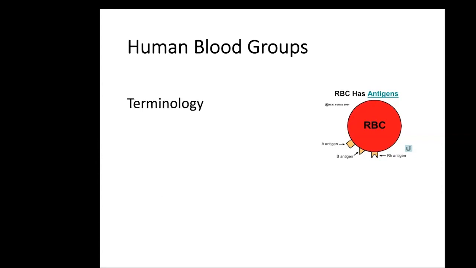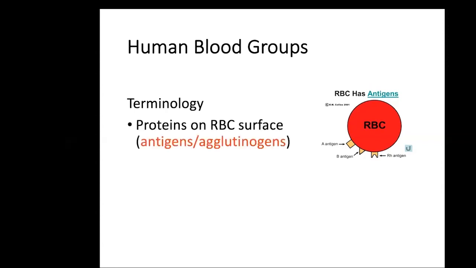We'll need to understand some terminology first. Proteins on the surface of the red blood cells, called antigens or agglutinogens, determine your blood type. Antibodies are proteins located in the plasma that will be used against blood types with antigens that are different than yours. These are foreign antigens. Antibodies are also called agglutinins.